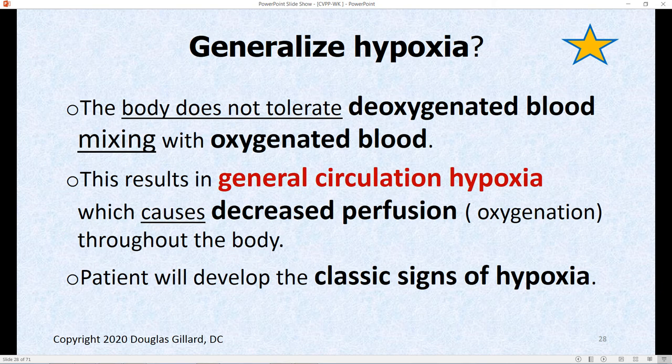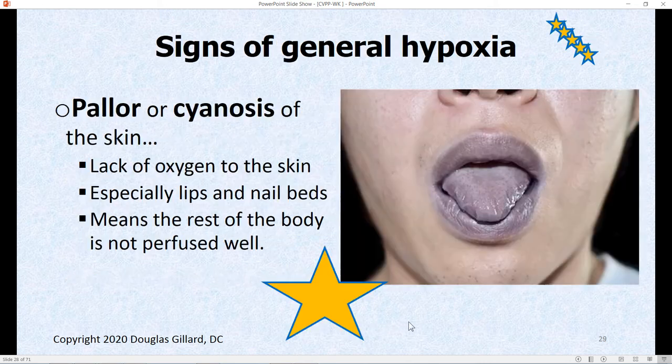Generalized hypoxia. Again, the body does not like deoxygenated blood mixing with oxygenated blood, and this results in a general circulation hypoxia, and that causes a decreased oxygenation of all body tissues. More specifically, you should say it causes decreased tissue perfusion, is the buzzword. Perfusion is the amount of oxygen in the tissue, and patients will develop clinically the classic signs of hypoxia.